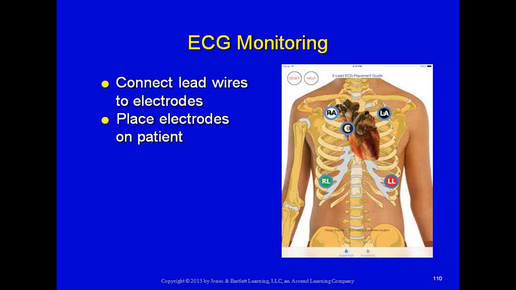If you had just 4 leads, then the chest lead would be absent. If you had just 3 leads, then the chest lead and the right leg would be absent as well.